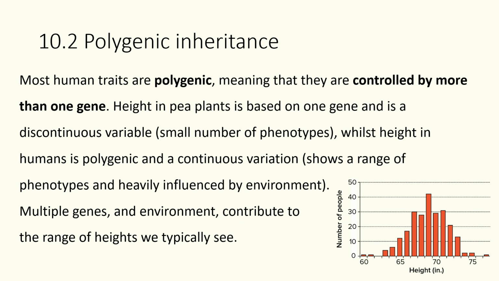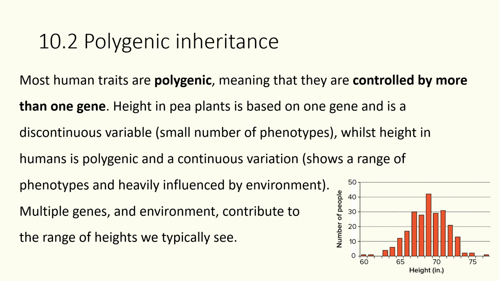Whereas height in humans is a continuous variable, meaning that it shows a range of phenotypes. And not only that, it's also heavily influenced by epigenetic factors such as the environment. So if you look at the height of people and you represent it on a frequency histogram, as you can see here, you'll notice that there are people on all ends of the spectrum.